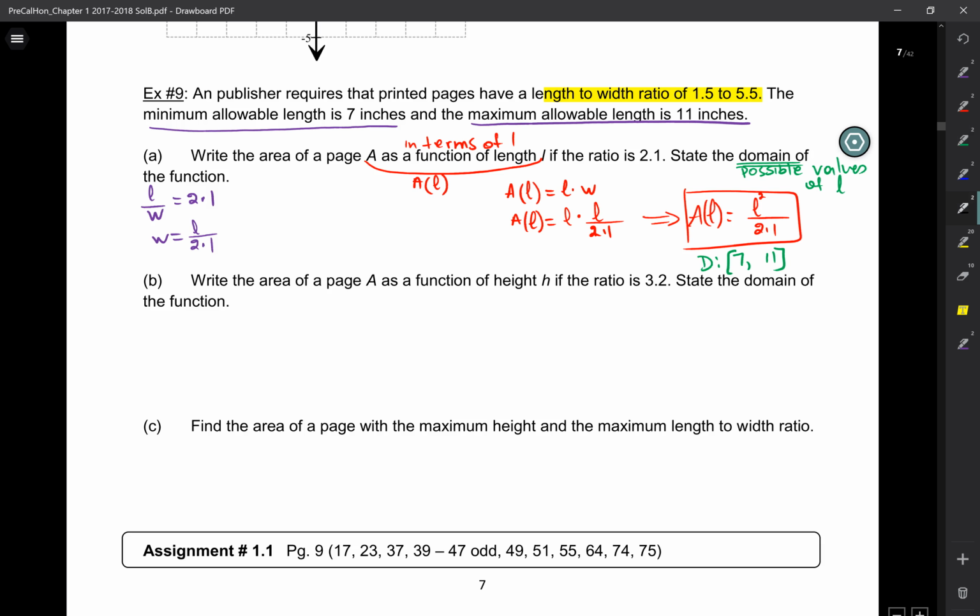Yeah. Now, in the next part B, I have, what is the area of a page A as a function of height H? I mean that to be length L. Right. So now you want the ratio to be 3.2. So W is L over 3.2. Area is L squared over 3.2. And again, the domain is 7 to 11.